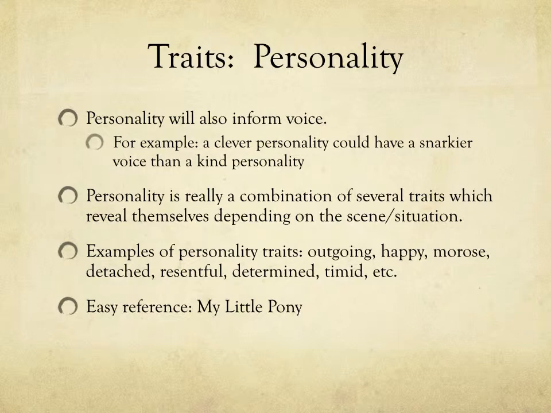Because remember, writing is a series of decisions. So it's you making a decision of how those characters are going to act every single time another event in your plot comes up. So here's just a quick list of personality traits: outgoing, happy, morose, detached, determined, timid, etc. And keep in mind, you can have a character who has very different traits. For example, they may be very outgoing at school, but then their home life is not so great, so they're very timid there, and you see how that shift happens because of the situation.